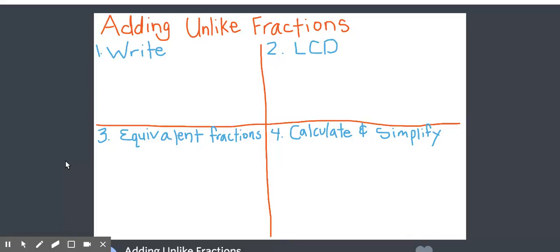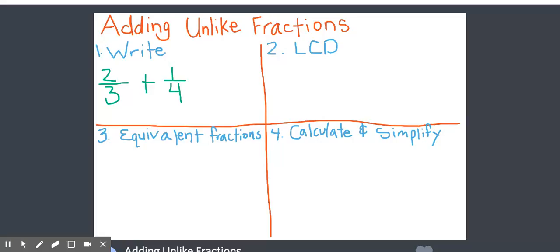We are going to be adding unlike fractions using the four-step method. The first thing on your paper is you want to draw a four square, like I've done here. In box number 1, you're going to write the problem. So, for example, I might have 2/3 plus 1/4.